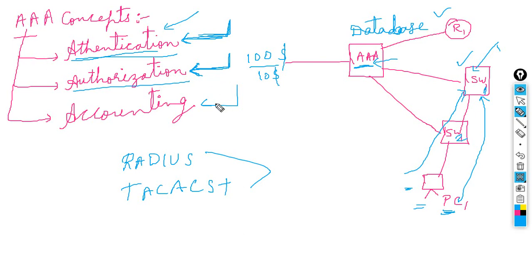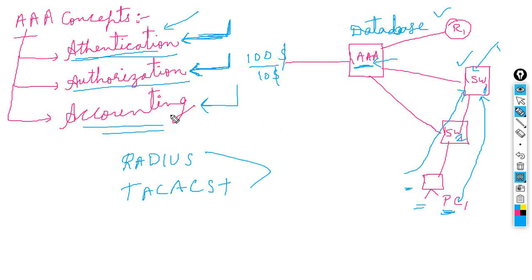Accounting is nothing but a statement. If you look at the bank statement, all the history will be there: when you withdrew money, when you deposited, what shopping you did, everything is present in your bank statement. In the same way, accounting has all the details of who changed what configuration, who performed what configuration.